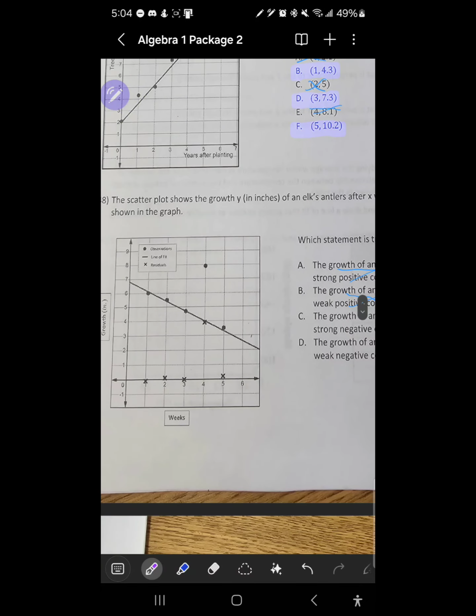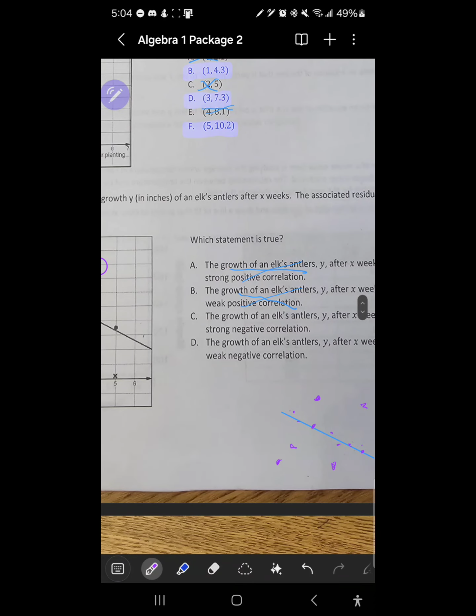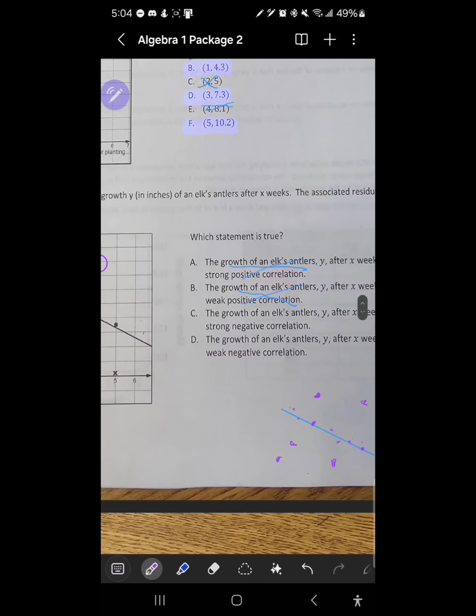For me, I think this should be a strong one, despite this point that is really outside of the range we're expecting, very far from the baseline. I think it has a strong negative correlation because all the other 4 points are really close to the line, really showing the actual decrease over time. So I will say the answer is C.